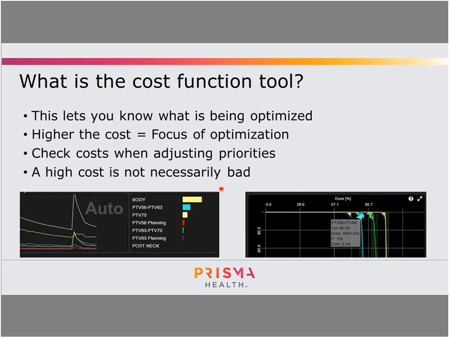It's always a good idea to look at the cost of the priority that you're adjusting to make sure that you're moving the number you're typing in there a meaningful amount. You don't want to just type in a random thing and hope it works. You want to make sure that when you increase it, the optimizer is actually going to do something about what you're doing. And a high cost does not necessarily mean that that's bad. If the plan is doing what you want it to do and the cost function for that one structure is high, that's okay. You just need to make sure that what's happening in the plan is what you want.